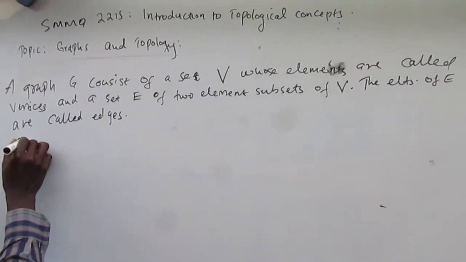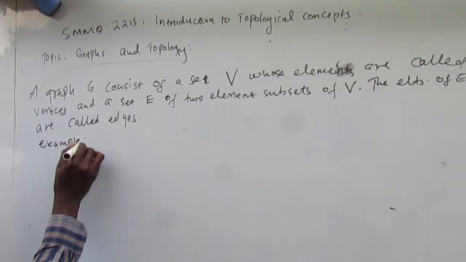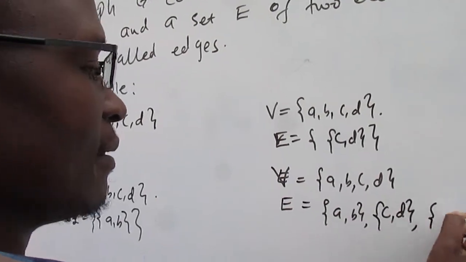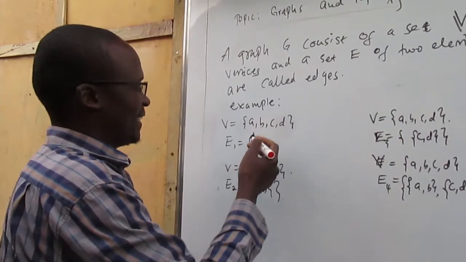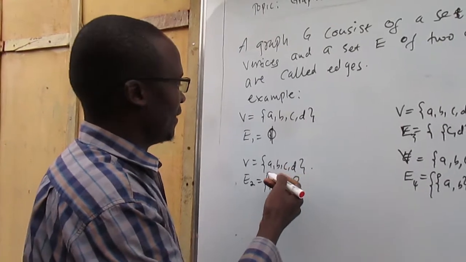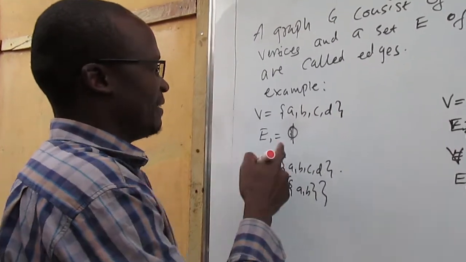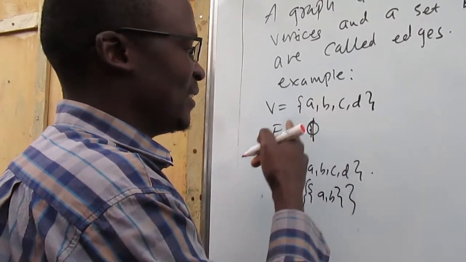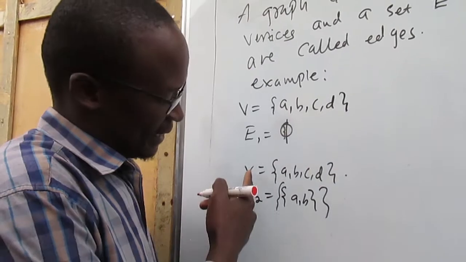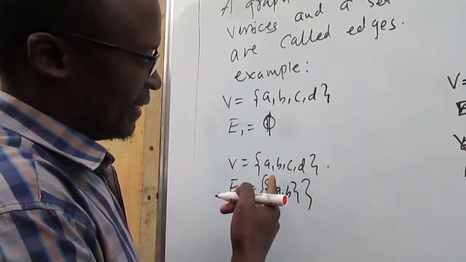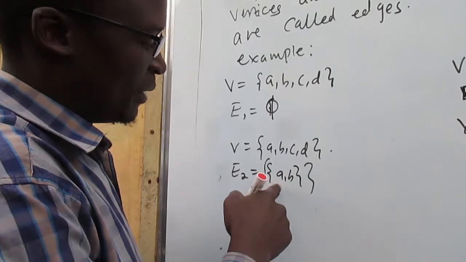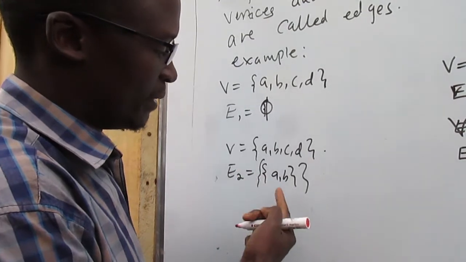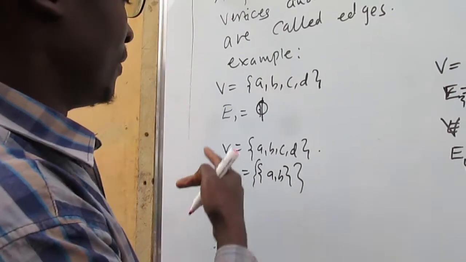So for example, these are examples of graphs. The first graph comprises the vertices A, B, C, and D, but there is no edge connecting them. The second one comprises the vertices A, B, C, and D, but only the vertex A is joined to the vertex B, and that's why we only have just one two element subset of V.